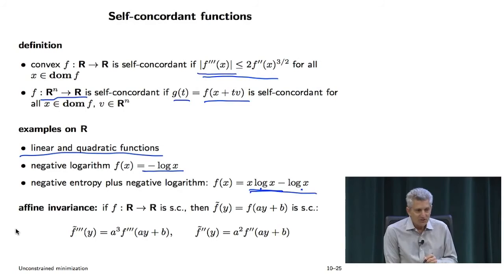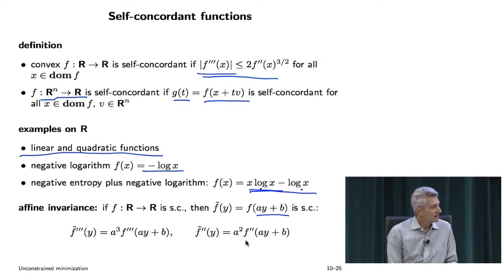Okay, here's the most important part, and this is kind of obvious. Let's scale the argument. The translation, of course, is totally irrelevant, but let's scale it by a. We'll call that f tilde, and we'll calculate f tilde prime prime. You get this, of course, and this is that. And if I take the absolute value of this and compare it to the 3/2 power of this thing, then the a's just go away. So the point is that self-concordance is just what we want. It's a way to say that a function has a small third derivative, which is invariant under scaling.